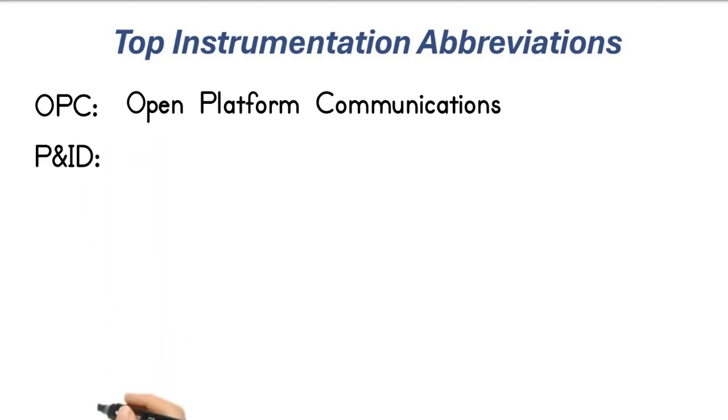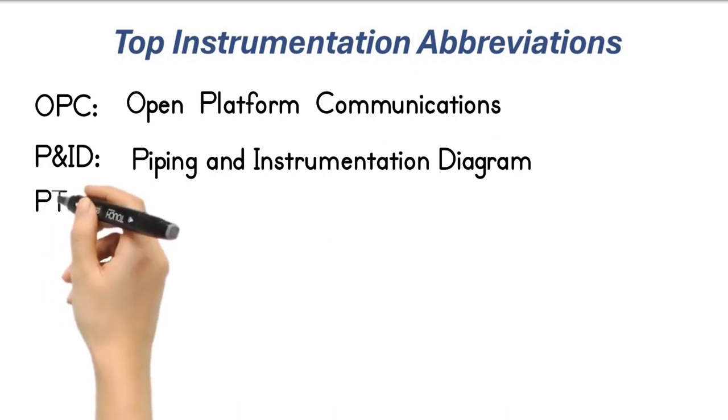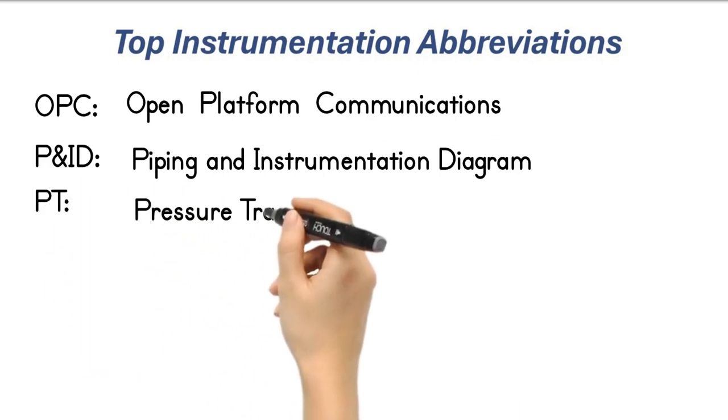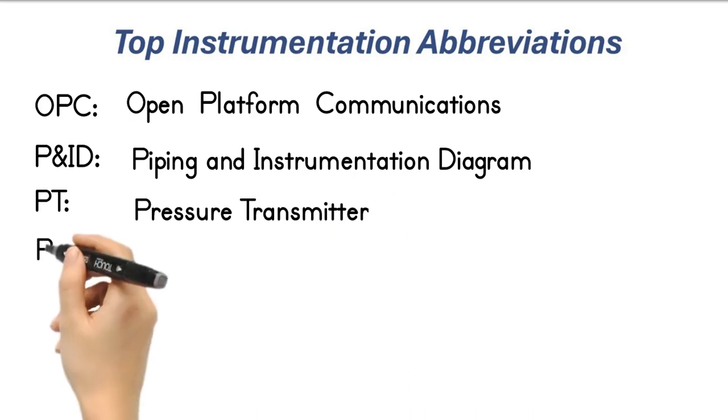P&ID. P&ID stands for Piping and Instrumentation Diagram, a schematic drawing of a process flow system, including the piping, vessels, control valves, and instrumentation. PT. PT stands for Pressure Transmitter, a device used to measure pressure and transmit the signal to a control system.